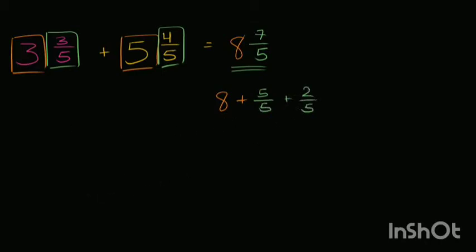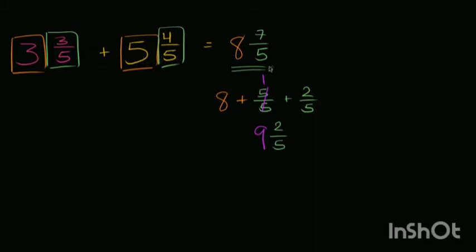Now why is that interesting? Because 5/5 plus 2/5, that's 7/5 right over there. Or you can consider 5/5 to be 1. So this is 8 plus 1, which is 9 and 2/5. So all I did here, I added it the same way that I did the first problem a few seconds ago.